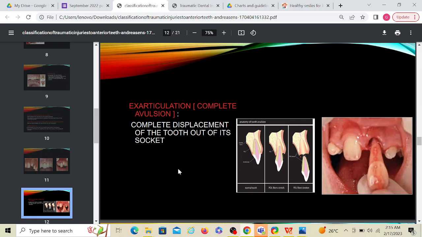Otherwise, the body starts treating this tooth after reimplanting it as a foreign object, and hence all the things happen to it afterwards. What are the things that can happen? They are ankylosis or external resorption or internal resorption or replacement resorption or inflammatory resorption, any of these things. We'll talk about it in detail.